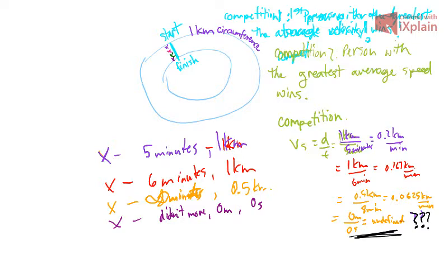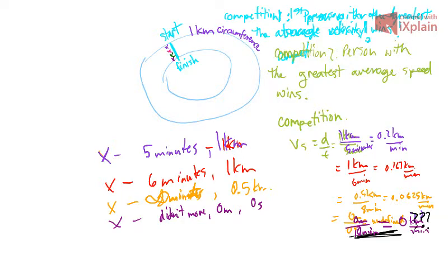Actually, better than that, we will give this race a time limit. So the time limit is 10 minutes. If you haven't finished in 10 minutes, you're done. So we got 0 meters in 10 minutes. All right, so their velocity is, what is their velocity? 0 kilometers per minute.